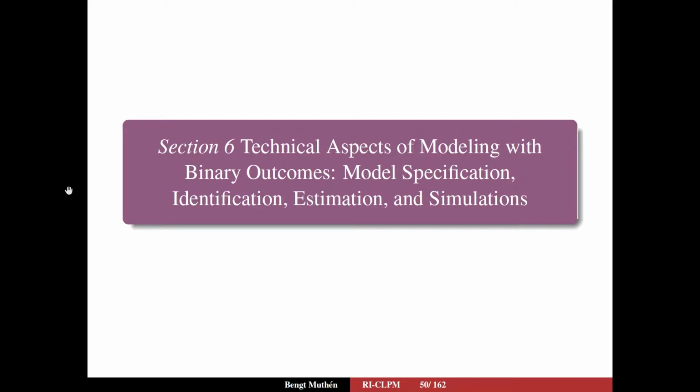Before we turn to the real data analysis, in section 6 I will describe some technical aspects of modeling with binary outcomes. I'll describe the statistical specification of the model. I'll talk about the identification of the model, which is a tricky subject in this case. I'll describe different estimators that you can use, and I'll describe some simulations to show under which conditions we can get good estimates.